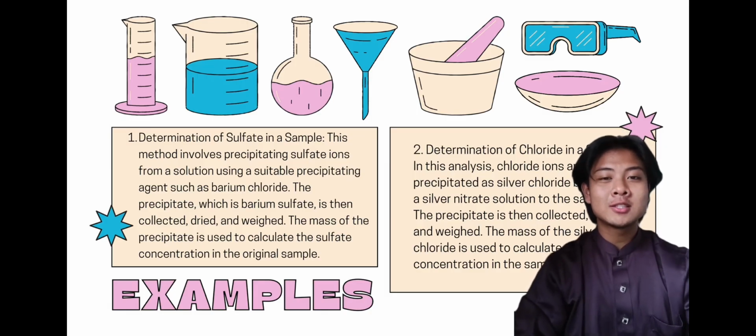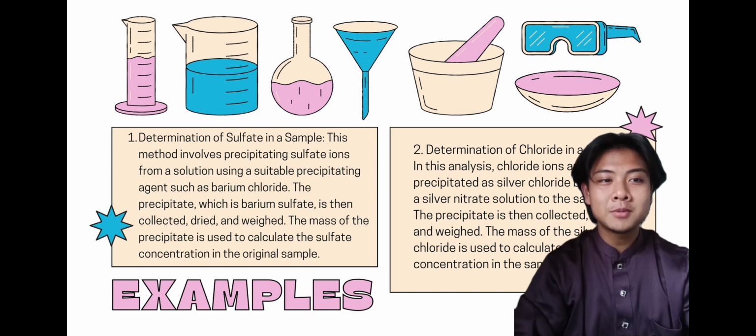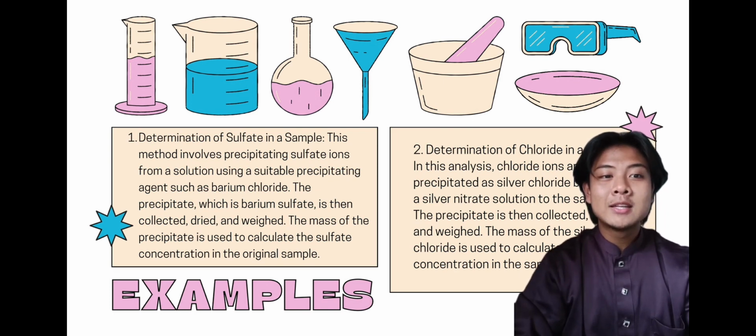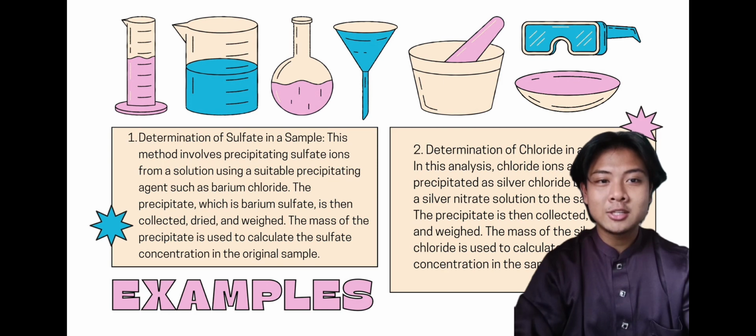So, getting into the examples part, these are the examples that I've searched for precipitation. The first one is determination of sulfate in a sample. This method involves precipitating sulfate ions from a solution using a suitable precipitating agent, such as barium chloride. The precipitate, which is barium sulfate, is then collected, dried and weighed. The mass of the precipitate is used to calculate the sulfate concentration in the original sample.